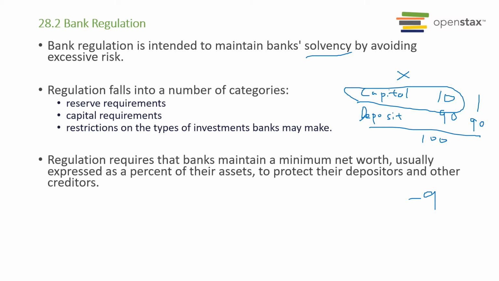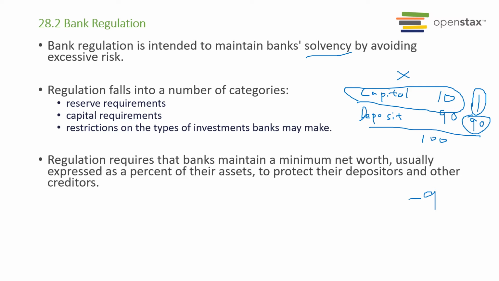So what happens now is that my $1 is able to control 90 additional dollars. So if that's the case, I might be willing to engage in more risky investment. Because if I win, I win a lot. If I lose, I lose just my own $1, right?